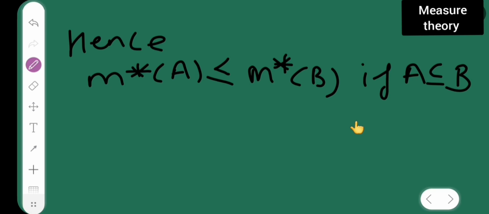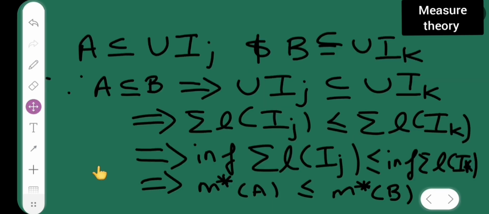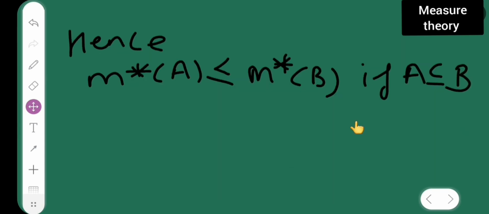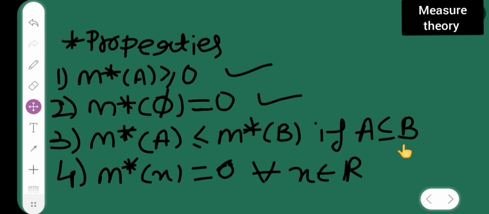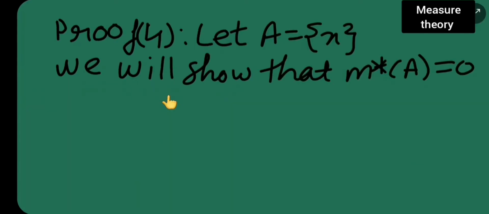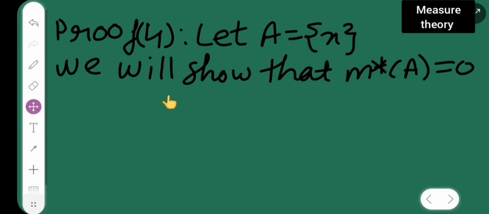Now we will be proving the fourth property. I hope you all know how you got this, right? By definition, I have given you the definition of an outer measure. Next is the fourth property. We have proved the first, second, third property. Now the fourth property: M star of x is equal to 0 for all x belongs to R. So let us prove the fourth one.